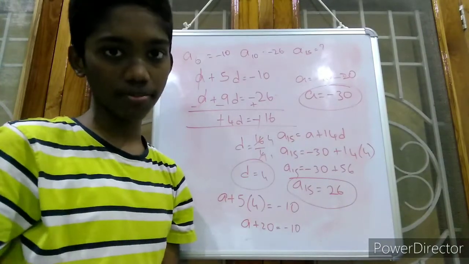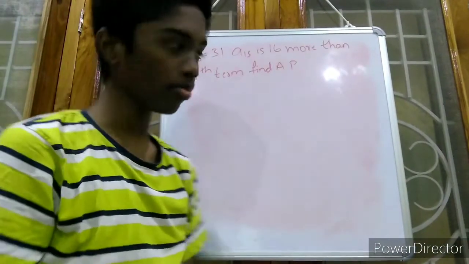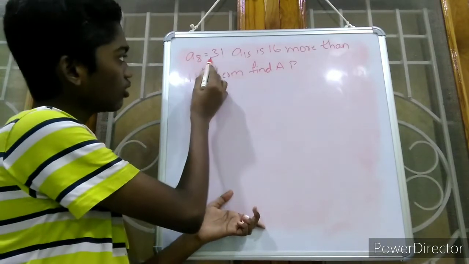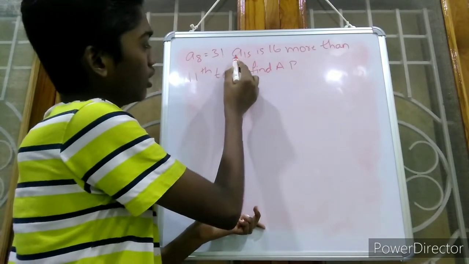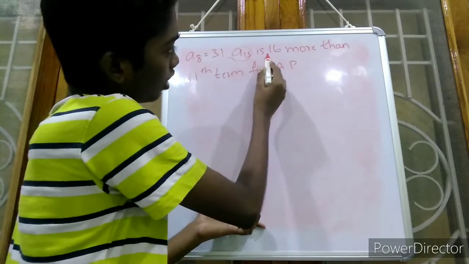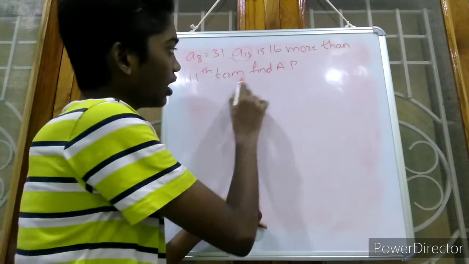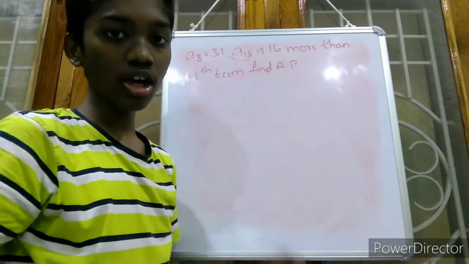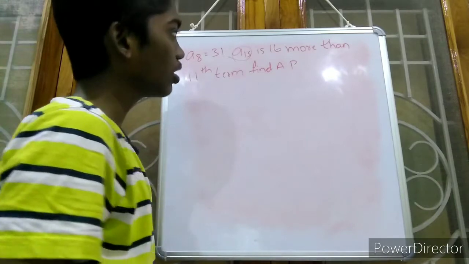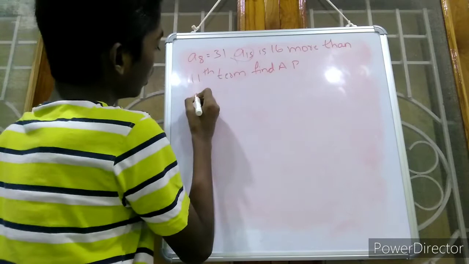Now coming to the next type. Friends, in another problem they have given the 8th term of AP, nothing but A8 is equal to 31, and the 15th term of AP. Here they have given that the 15th term of AP is 16 more than the 11th term. They have given this condition and they are asking to find the arithmetic progression. Many of them will feel this type of problems are complicated, but they are very easy. Let us solve them. First, A8 is equal to 31.